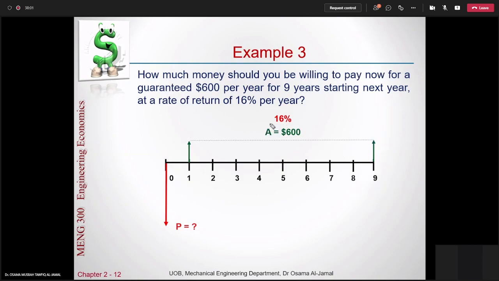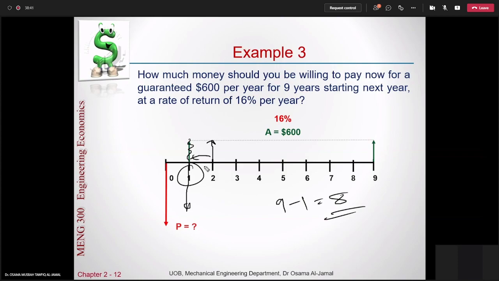If it starts after 2 years, it would be 8, so it depends on when the start happens. If it started at year 2, then P1 will be one to the left of that one, i.e. it will be at year 1. It is always one to the left. So I will have 9 minus 1. How many cash flows do I have here? I have 8 cash flows.